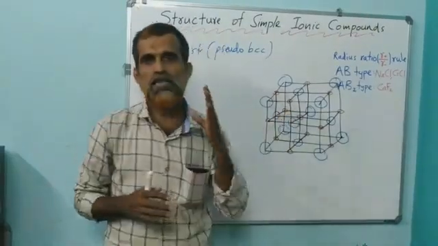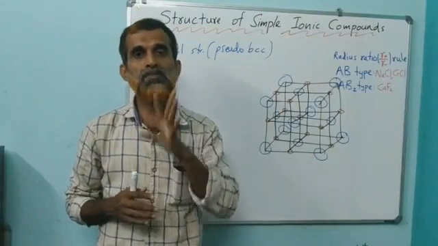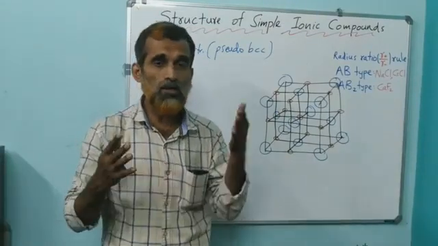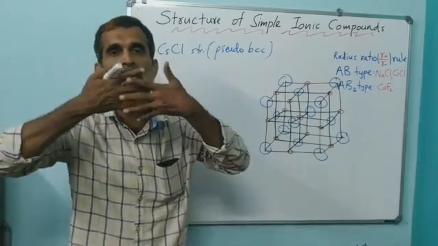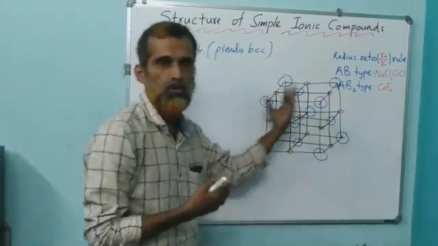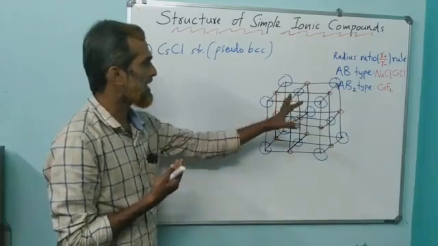Sodium chloride consists of two FCC lattices, one that of Na plus and the other that of Cl minus, which are halfway interpenetrated. That way also we can explain the structure of NaCl.